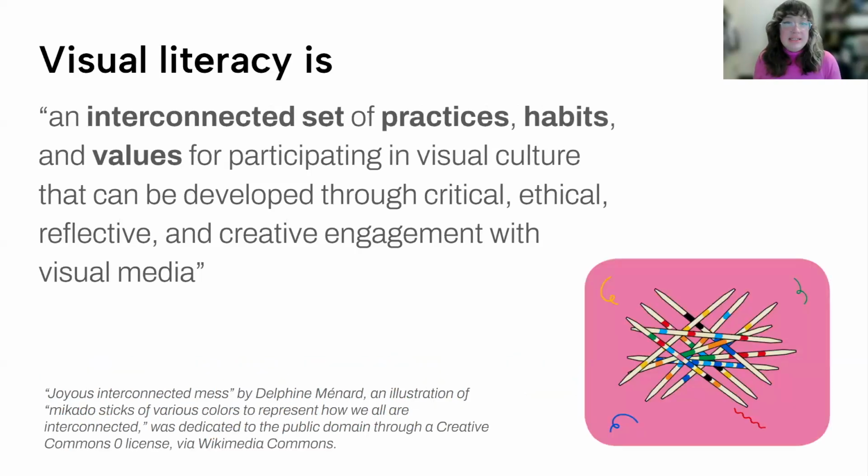So visual literacy is an interconnected set of practices, habits, and values, which means that visual literacy includes things that you do intentionally, things that you do that are more ingrained, and things that you care about and place value upon. These practices, habits, and values are overlapping and linked to each other. I really liked the image I chose to illustrate this idea, which I found on Wikimedia Commons. Its creator described the digital drawing as Mikado sticks of various colors to represent how we are all connected.